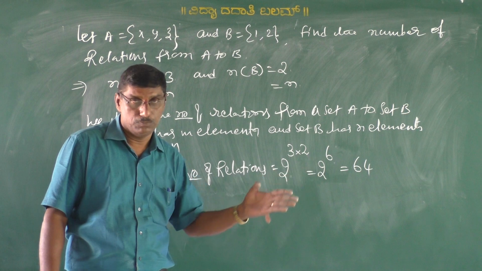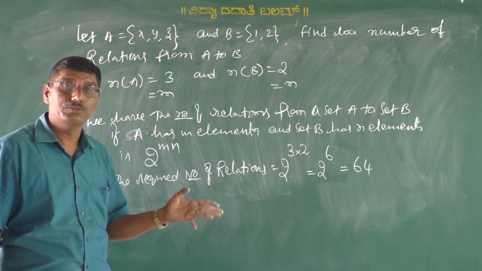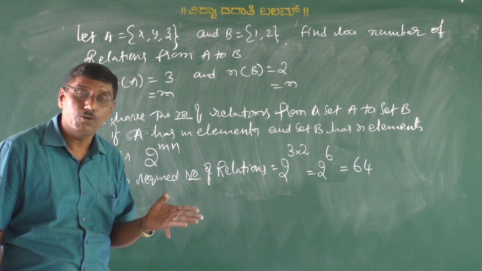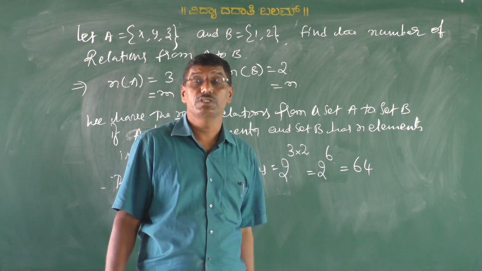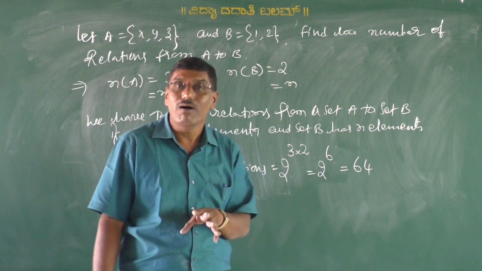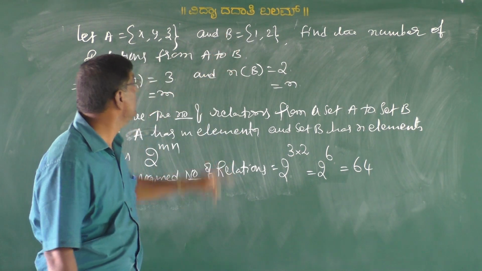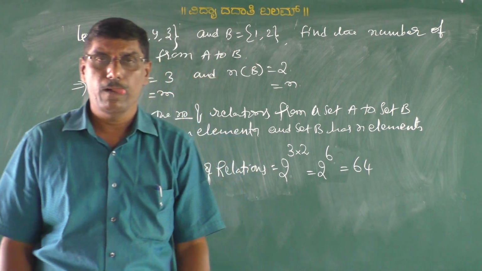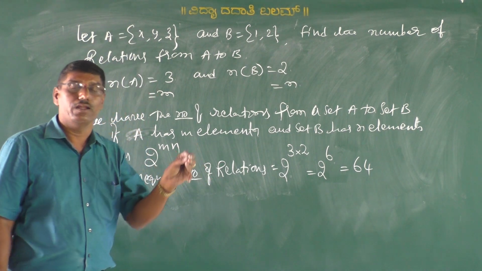2 into 2, 4, into 2, 8. 8 into 2, 16, isn't it? 16 into 2, how much? 32. 32 into 2, 64. That is, 64 relations are there from set A to set B if set A has 3 elements and set B has 2 elements. Are you understood? These types of problems are related to relations.